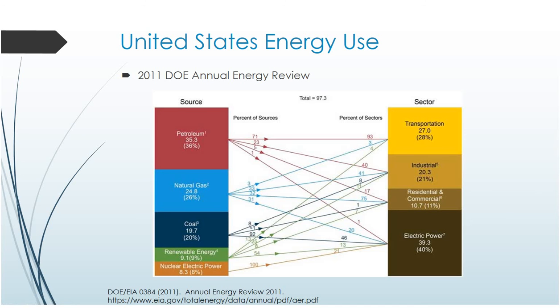Coal is 20% of our energy use. Coal technically gets a bad rap because you can sometimes get sulfur components there, which contribute to sulfur dioxide and sulfur trioxide, or acid rain in the lung.